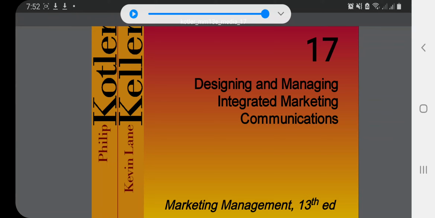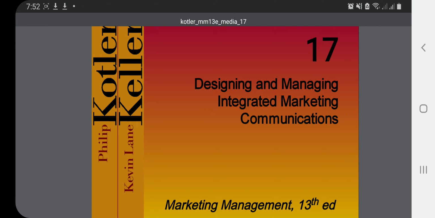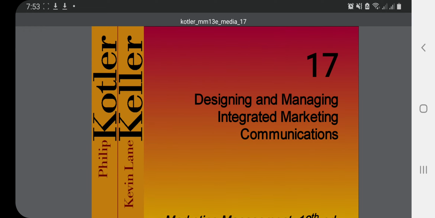Okay, so hello everyone. This is the last topic for the subject for finals. The last unit that we will discuss would be your integrated marketing communications. So the source or reference that I've used for the discussion is the book of Philip Kotler and Kevin Keller, Marketing Management 13th edition. So, designing and managing integrated marketing communications.